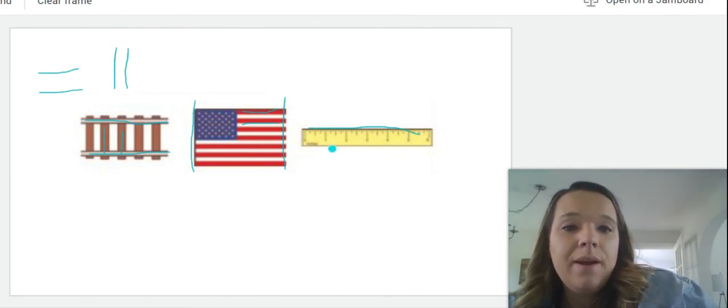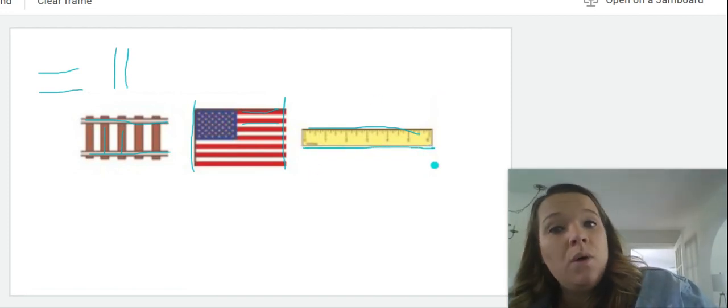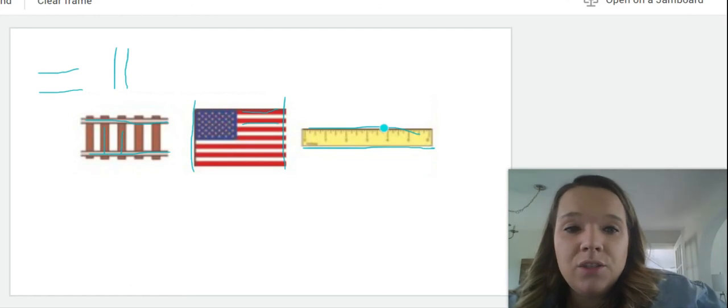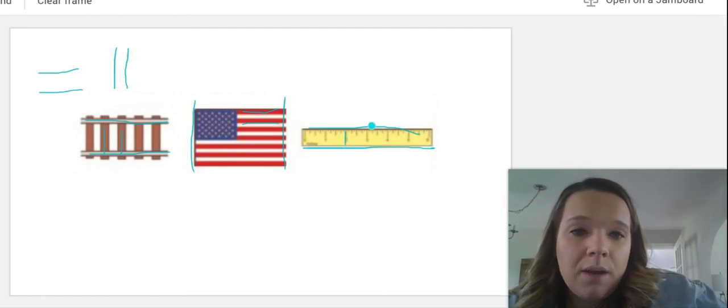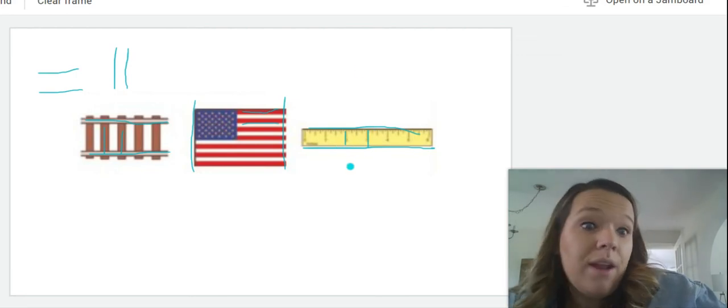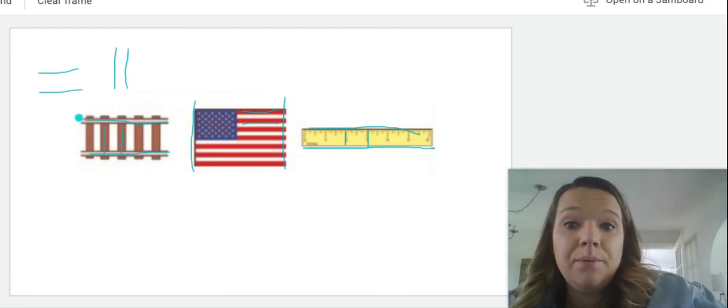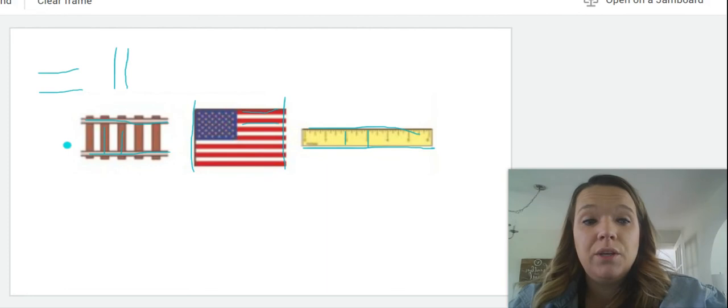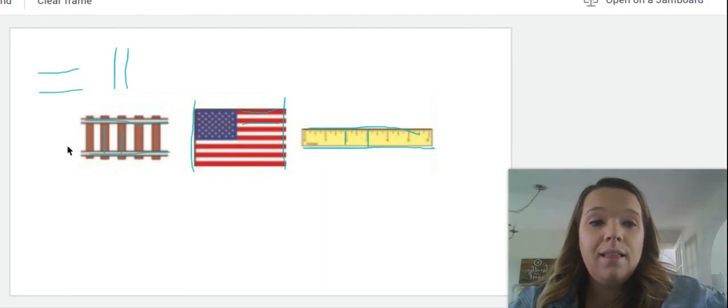Again, horizontal parallel lines. It's not the straightest line I've ever drawn in my life, but there's one set of parallel lines within this ruler, and then you could always talk about how these lines, depending where they are, vertical, and they will never touch. But these are just some examples in real life of objects where you can see parallel line segments.